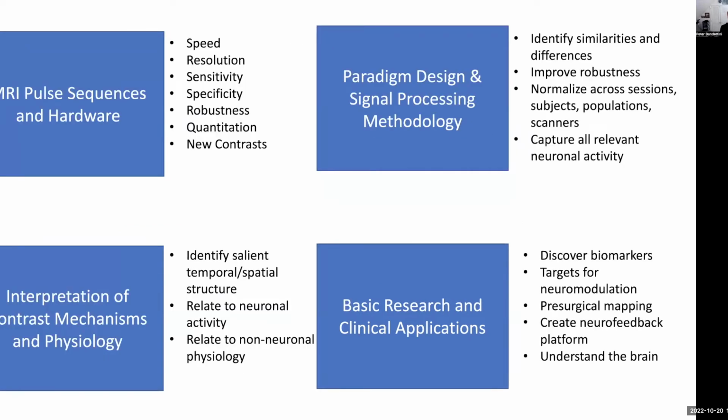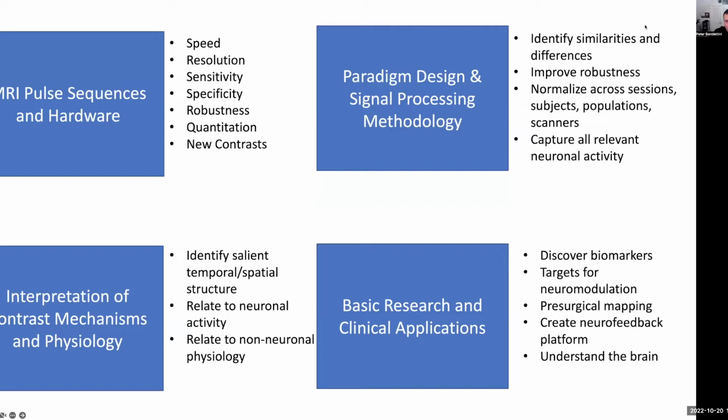So what I mean by pulse sequences, of course, is to increase the speed and the resolution, the robustness, and potentially quantitation, and also to find new functional contrasts. For paradigm design and signal processing methodology, it's basically towards identifying similarities and differences in subjects, improving robustness, normalizing across subjects and populations, and basically to capture... the goal here is to get rid of the noise as much as possible, identify it, get rid of it, and then capture all the salient neural activity.